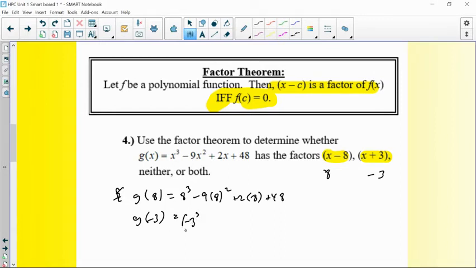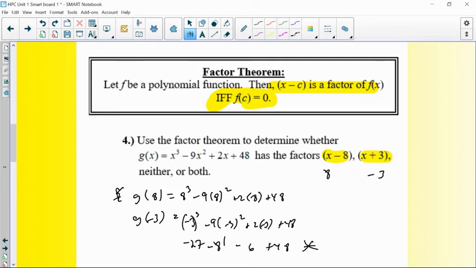cubed, so that's -3 cubed minus 9 times -3 squared plus 2 times -3 plus 48, so that's -27. This would be minus 81, and then minus 6 plus 48. So this one definitely does not work.